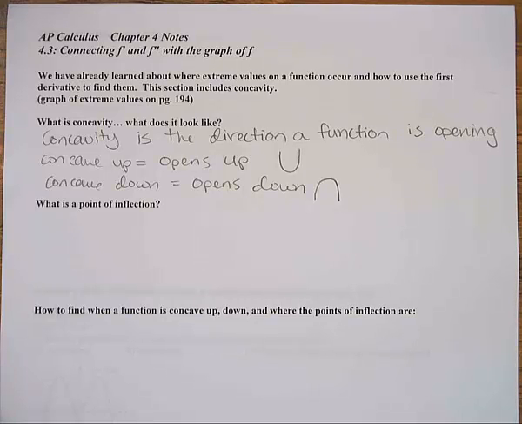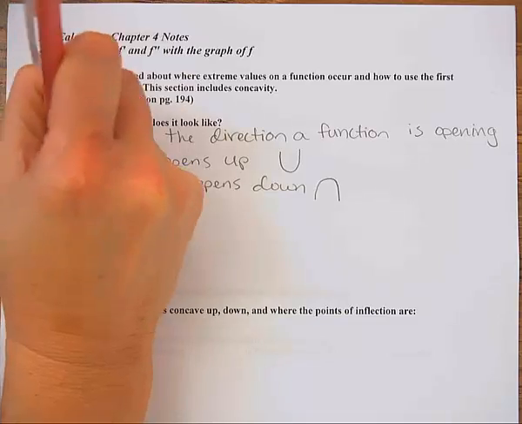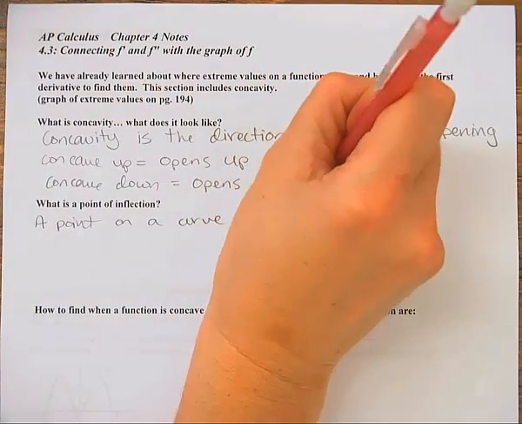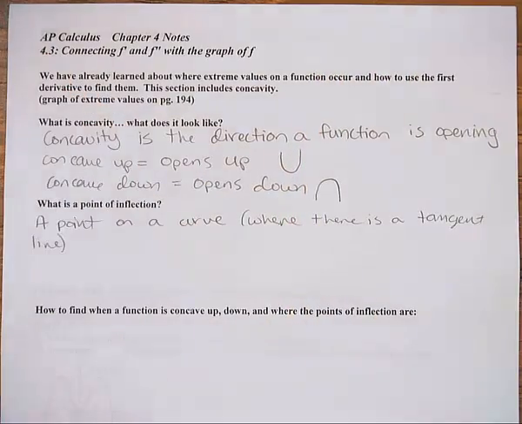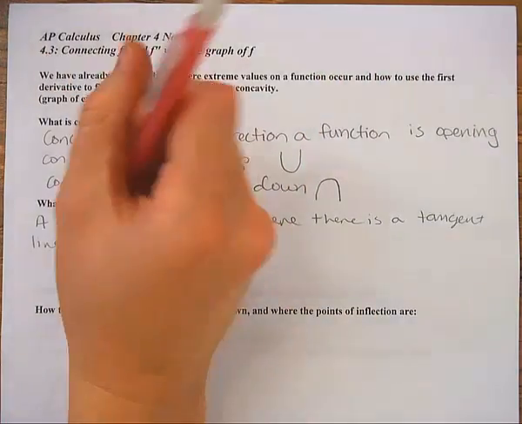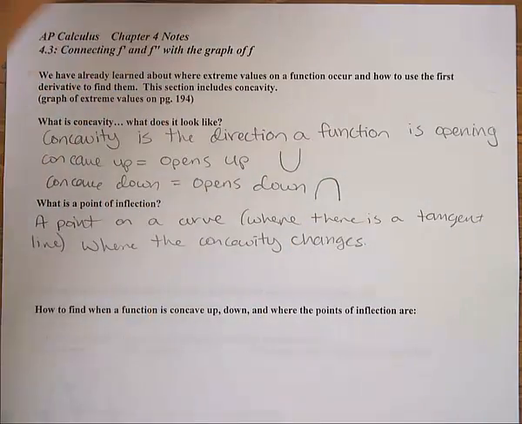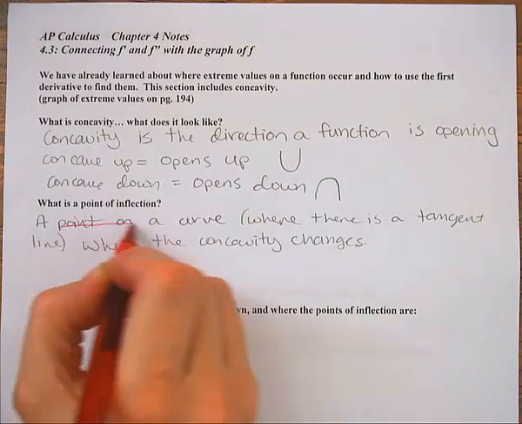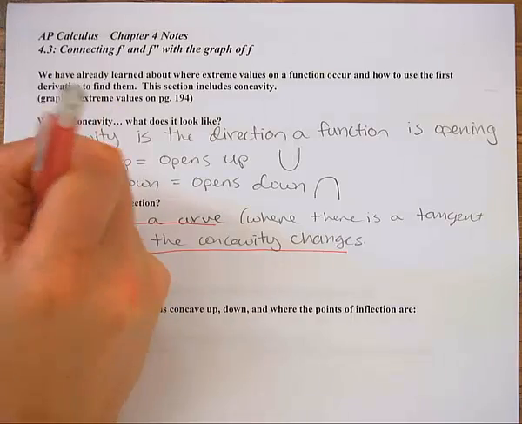Because that's the other thing that 4.3 introduces. A point of inflection is a point on a curve, and then just to be clear, a point on the curve where there is a tangent line. So it's a point on a curve where the concavity changes. That's the main thing I want you to get. That's a point of inflection, a point on a curve where the concavity changes. And then also there has to be a tangent line there. So let me show you what that could look like.